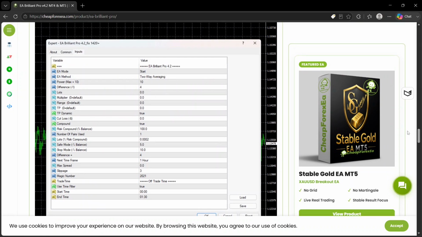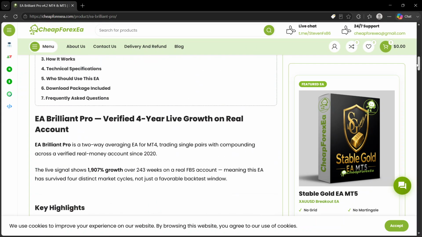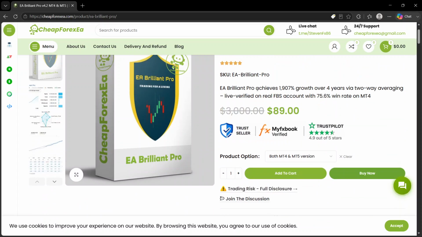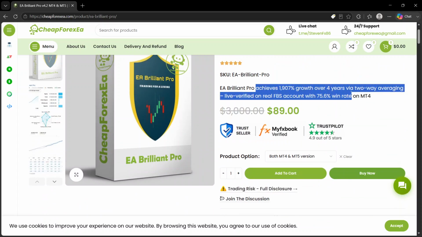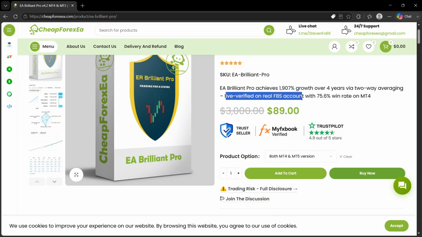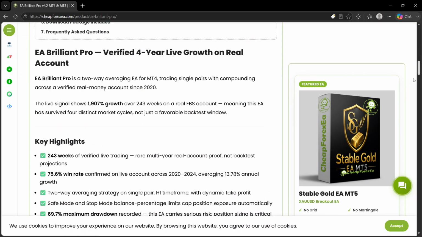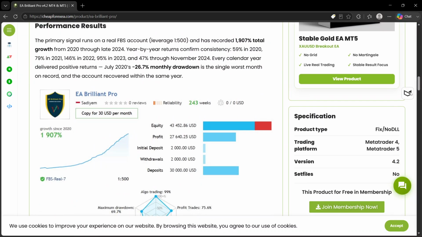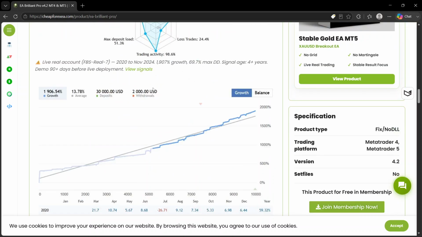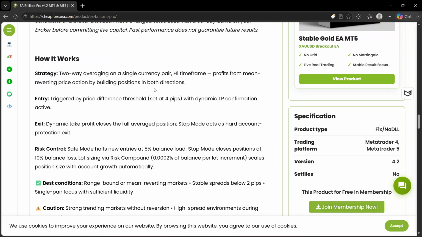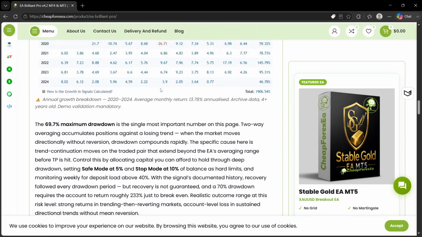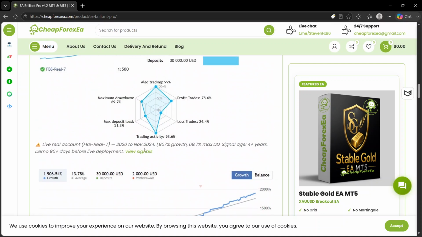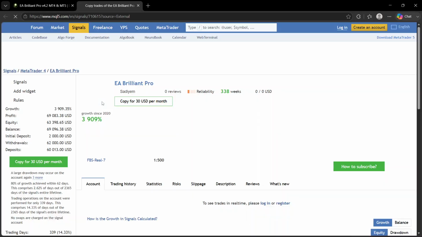Now they claim to have a MyFXBook. Let's go over to MyFXBook. The claim on the page says it achieves 1907% growth over 4 years via its strategy method, and is live verified on real FBS accounts with a 75.6% win rate. I don't see any link for the MyFXBook live signal. So it's a bit of a red flag. A very red flag. Okay, let's see if it matches what is claimed.